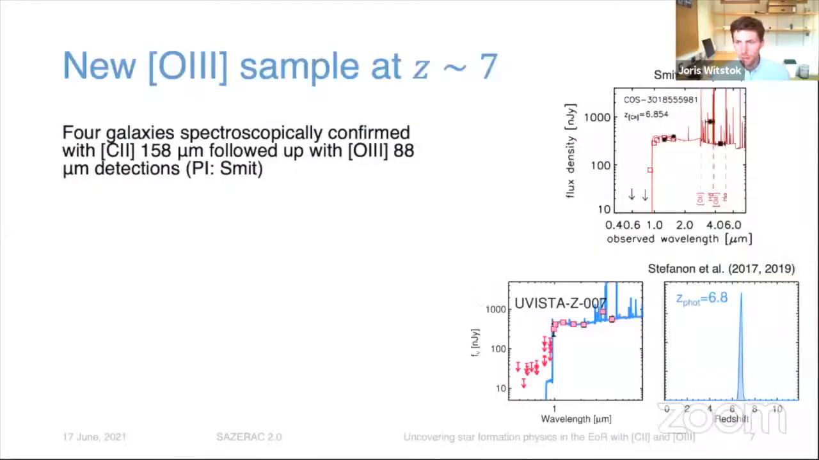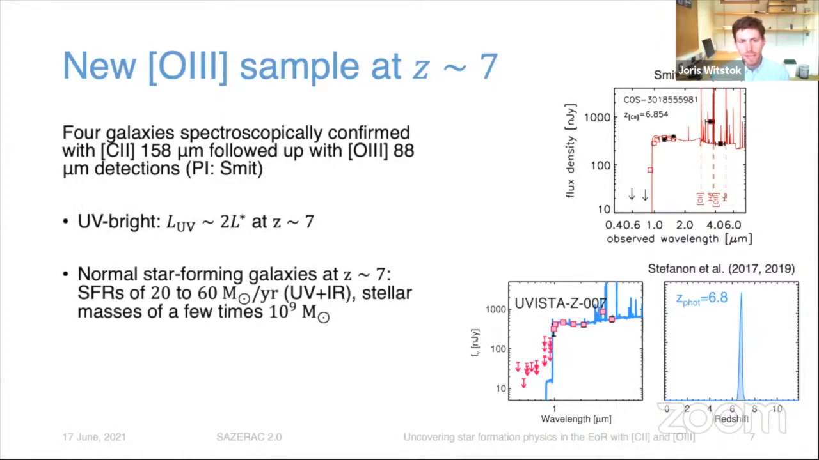The sample I'll be talking about today consists of 4 galaxies. Rather than being spectroscopically confirmed with Lyman alpha, as Sander has just explained, these have been confirmed with C2 using ALMA. So what are these systems like? Well, they're quite UV bright. They're normal star-forming galaxies, with star formation rates between about 20 to 60, and stellar masses of between 1 to 4 times 10 to the 9 solar masses. You can see 2 of the SEDs on the right here.